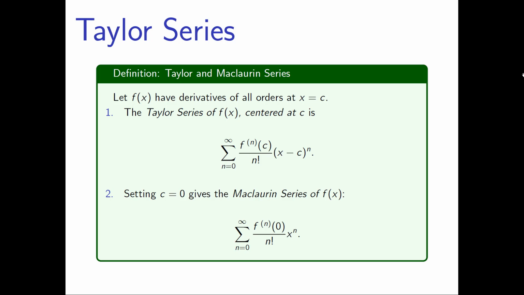Just as we saw previously, if we set c equal to 0, we replace the c with a 0 here, and of course the x minus c just becomes x, so this is a Maclaurin series. Again, that's just a special case of the Taylor series with c equal to 0. Okay, so this is our formula for Taylor series.